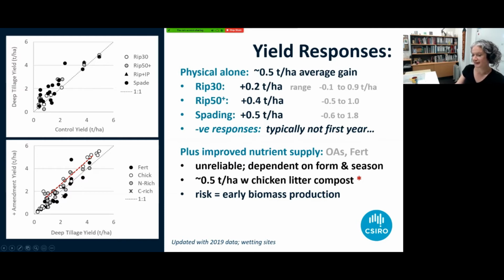Fantastic. So the other point here, I think, is we do have an awful lot more of these treatments that sit below that one-to-one line, which indicates that there are risks of negative impact of adding some of these amendments. And we think that that relates to early biomass production, where we have a lot of biomass and not the rainfall at the end of the season to actually finish the crop. So there's a balancing act to be had around looking for improvements above and beyond a physical amelioration alone.